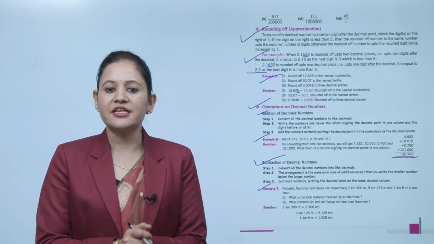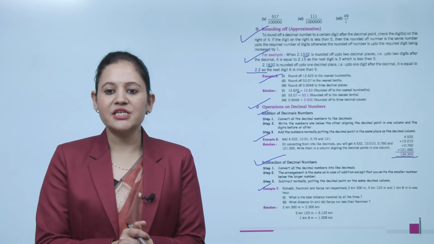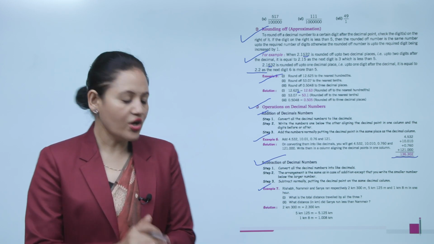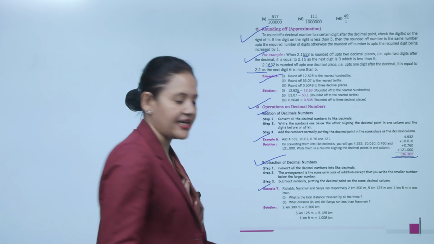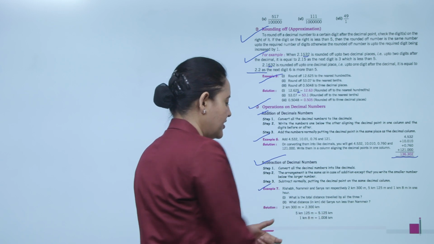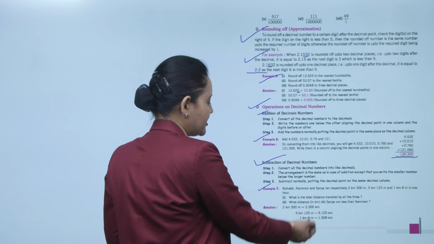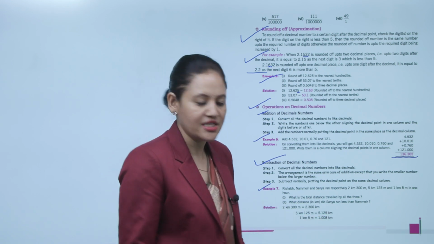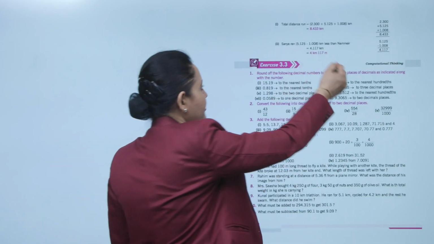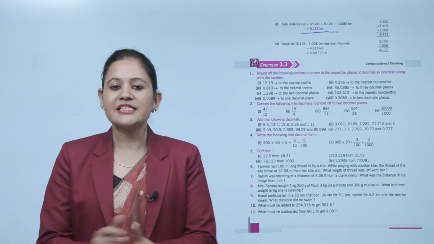Rishabh, Namyar and Sanya ran respectively 2 km 300 meters, 5 km 125 meters and 1 km 8 meters in 1 hour. What is the total distance travelled by all three? So 2 km 300 meters is equal to 2.300 km. 5 km 125 meters is equal to 5.125 km and 1 km 8 meters is equal to 1.008 km. Now to find the total distance, we'll add them, that is equal to 8.433 km. Clear? Next is exercise 3.3.